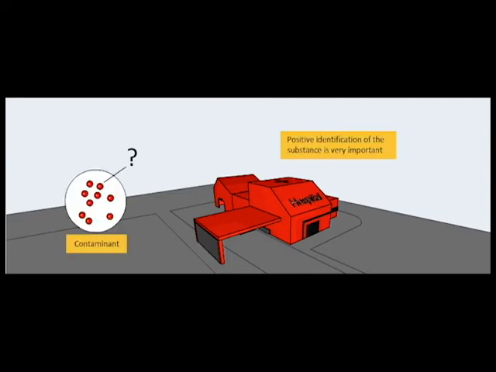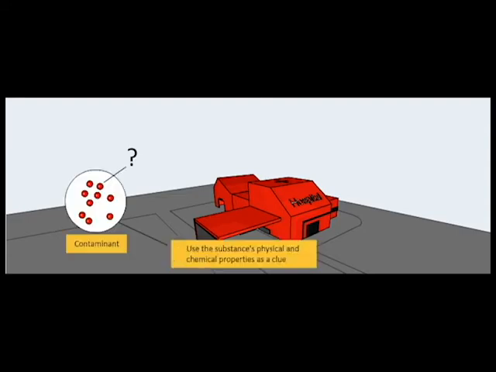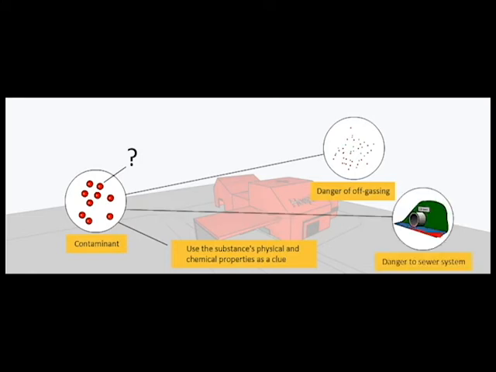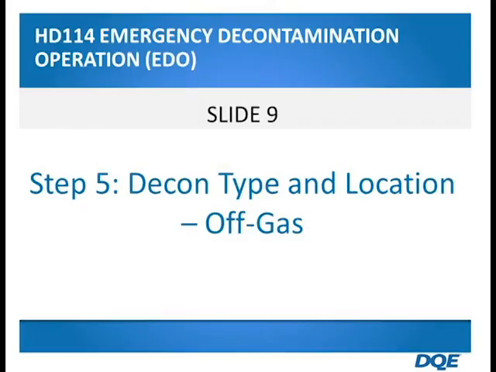Deciding where to decontaminate is relatively simple if positive identification of the substance is made. Based on the substance's physical and chemical properties, decide if there is potential for off-gassing or significant contamination to decontamination water runoff. This information is easily obtained from a safety datasheet, product label, WISER, shipping paper, or a call to the Regional Poison Control Center.